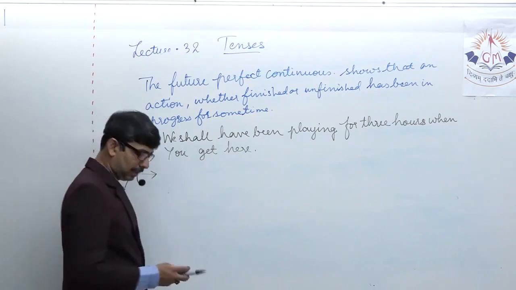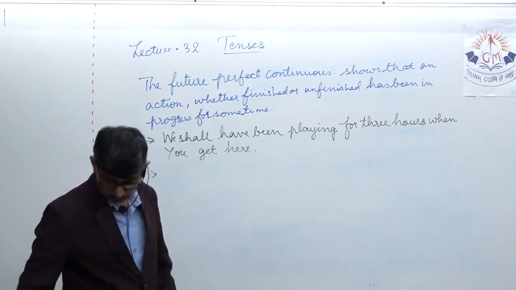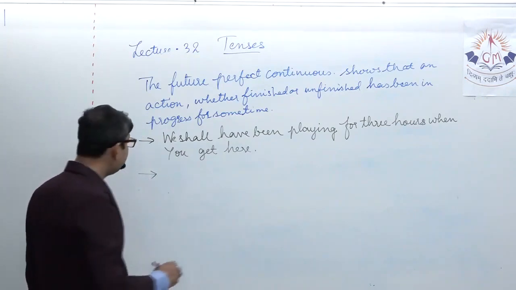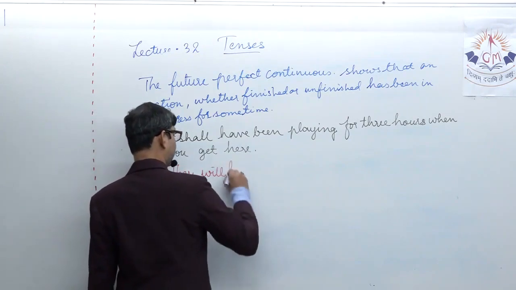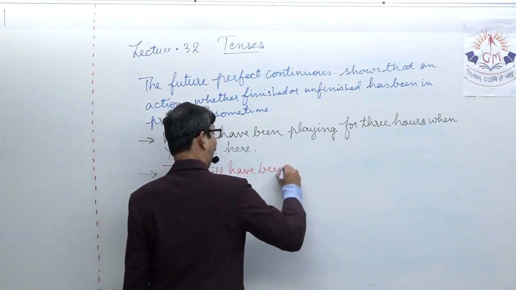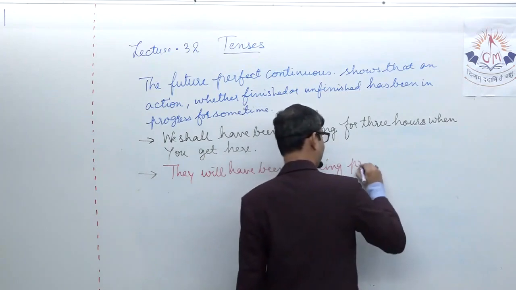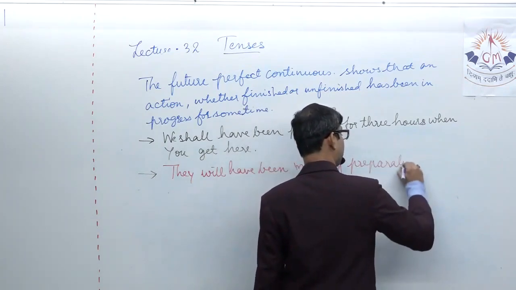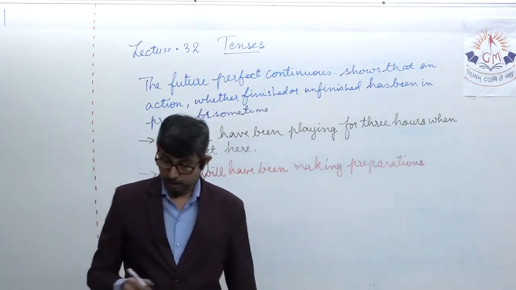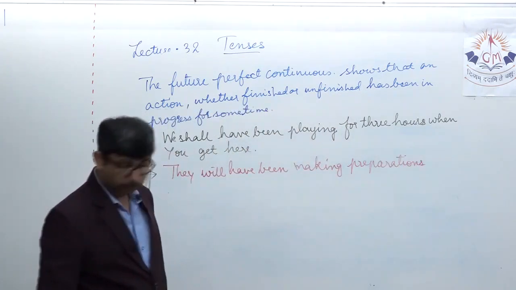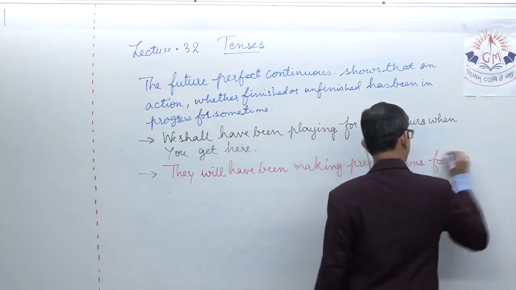Let's take one more example to understand this even better. They will have been making preparations. They will have been making preparations. So the preparations will be going on. When? For the wedding, for 2 months.